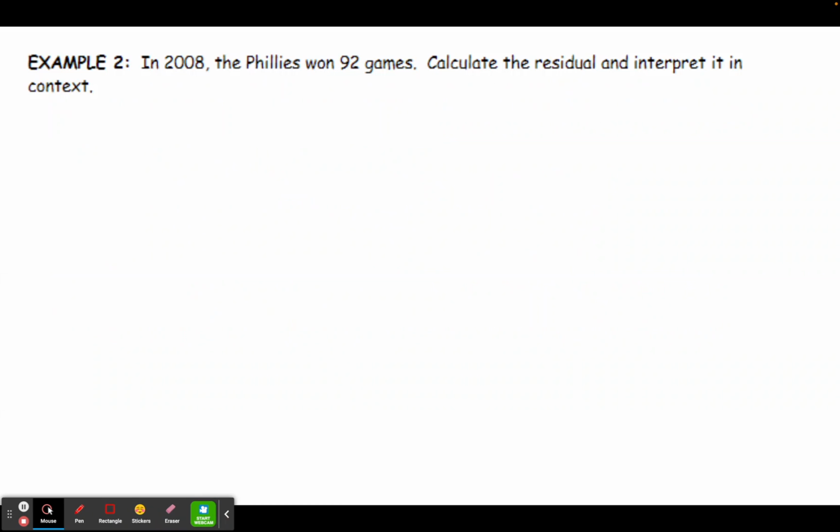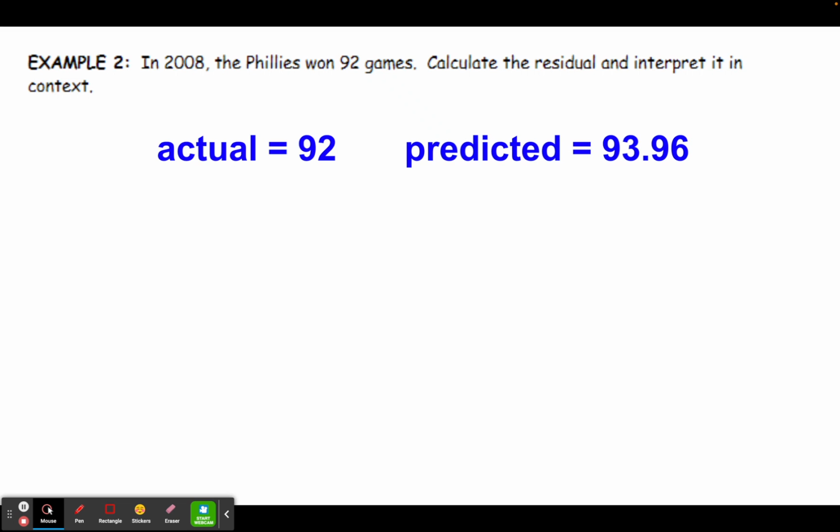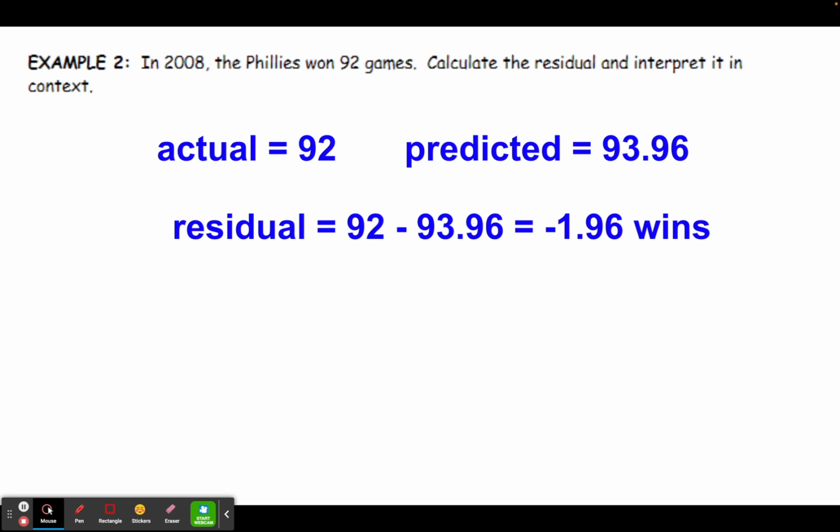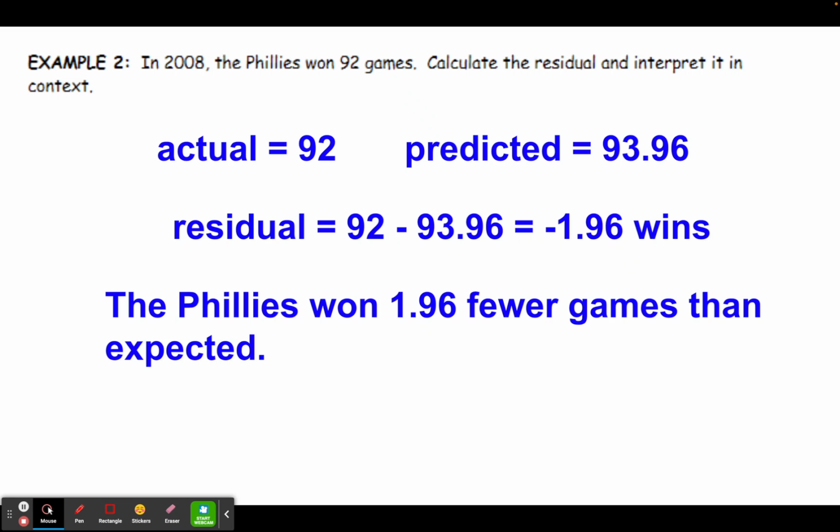So in 2008, we know that the Phillies actually won 92 games. That's the actual or the observed value. So we're going to then calculate the residual using the predicted value that we got from example number 1. So our actual value was 92. The predicted value from example number 1 was 93.96 games. So the residual would be the difference of those, 92 minus 93.96, which gives us a residual of negative 1.96 wins. And that means that the Phillies won 1.96 fewer games than expected in that season.